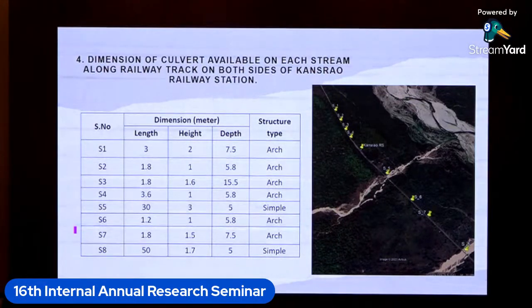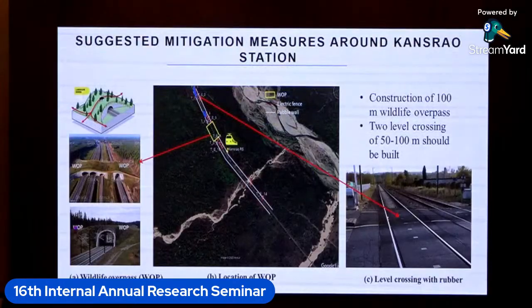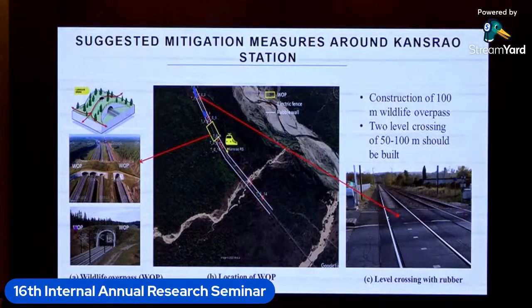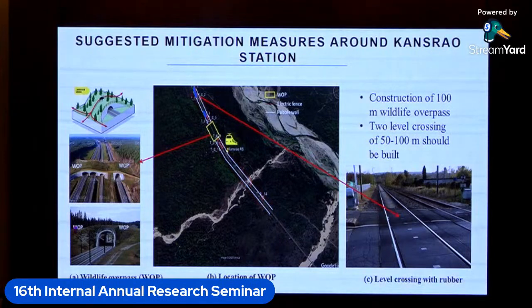Culverts were counted. A total of 8 culverts were recorded on both sides of the Kansur railway station, but we found that none of these culverts were useful for elephant crossing. Motichur station is also an important wildlife habitat, but in the recent past an underpass has been established at Motichur station and fencing has been fixed. So our major concern is Kansur station. We propose wildlife overpasses and 2 level crossings of 50 to 100 meters.